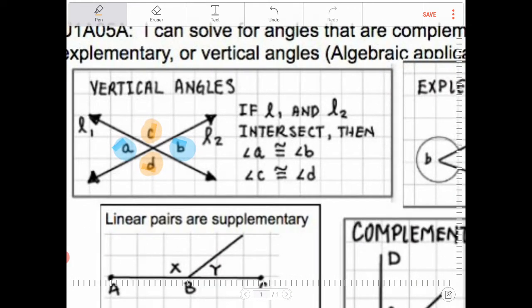The angles that are facing one another happen to be congruent to one another. This is true if you have 2 lines intersecting. And these angles are what we refer to as vertical angles. A great way to remember this is if you have 2 lines coming together, it forms 2 V's. So these are vertical angles.